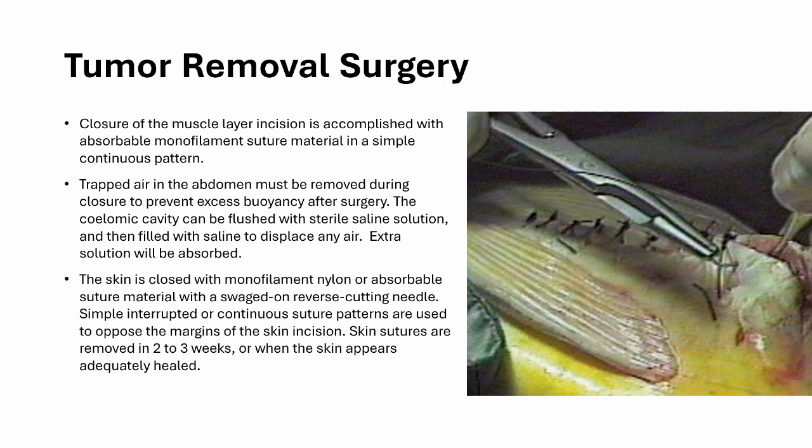You just want apposition of the skin, and make sure that your sutures are close enough that there's no gap. Right before the incision is closed, I like to use sterile saline solution, fill the abdomen with that so that any gas that's in there gets forced up, and then as you continue to close your suture, some of that saline will leak out to make sure that you're not trapping gas in the coelomic cavity, which could cause buoyancy abnormalities. And the skin sutures will stay in for 2 to 3 weeks.